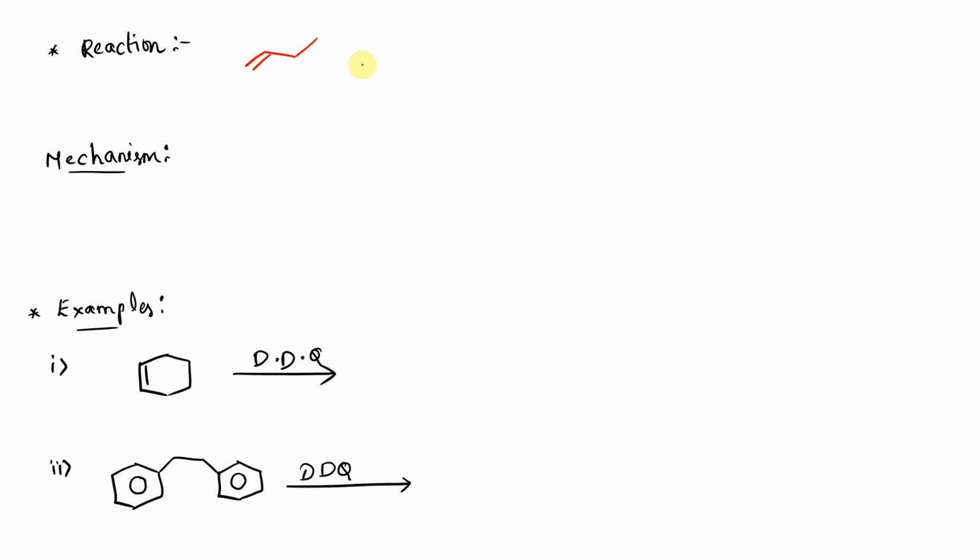So when you treat 1-butene with DDQ, it brings about a double bond at this position, carrying out conjugation. The product will be like this, that is 1,3-butadiene. Now, how does the reaction mechanism proceed?